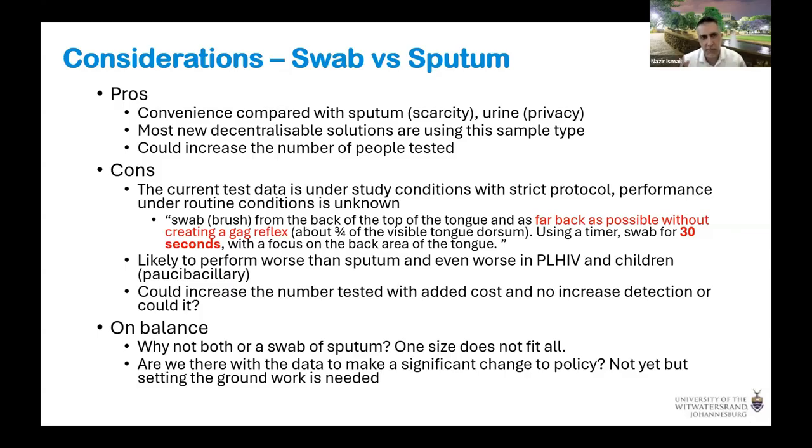So there's this balance of the opportunity that's there and also some rationality related to swabs as a sample type and how it needs to be collected and its potential lower performance. But the question that I'd like to counter back with is, why not both a swab and a sputum?